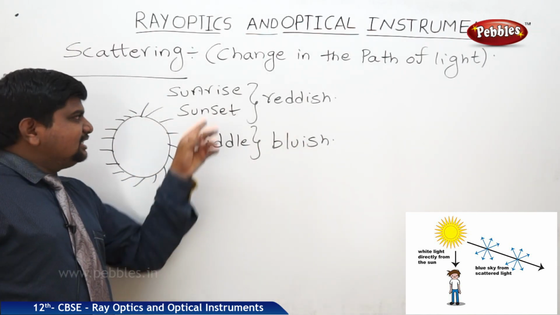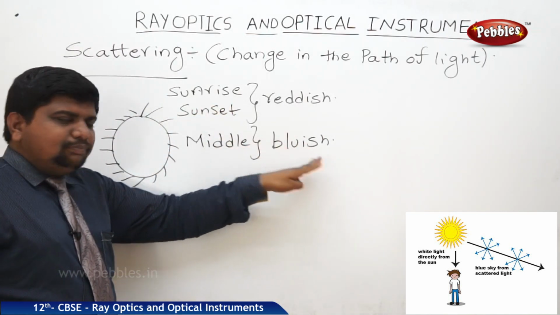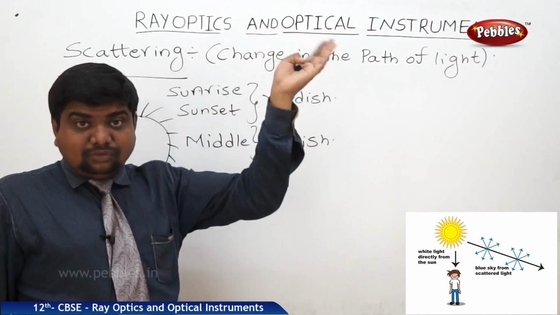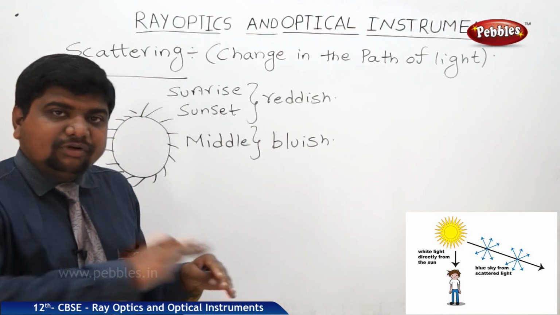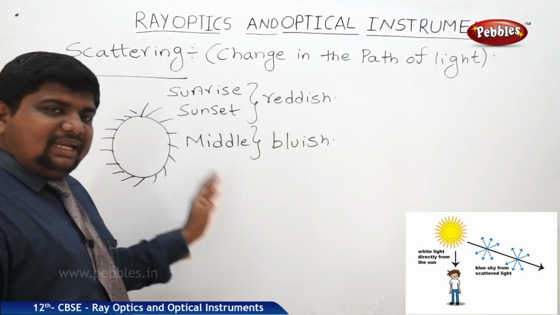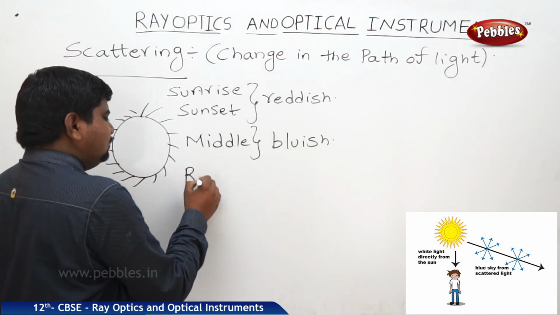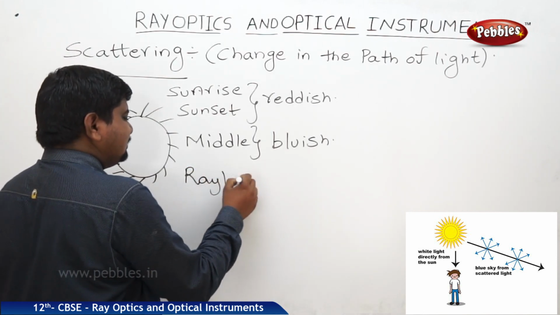In the middle day, in the middle of sunrise and sunset, only blue color appears. All the remaining 6 colors before the blue and after the blue are removed in the scattering. So what is the reason behind this scattering? There is a law called Rayleigh scattering.